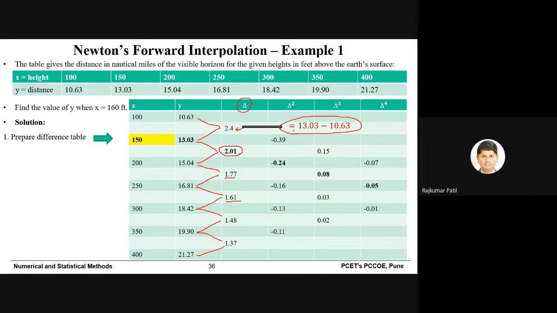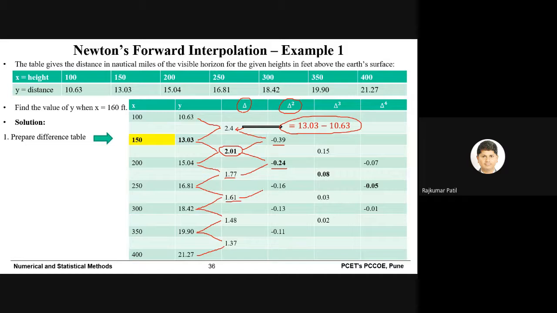The same process you need to adopt to calculate the values for del square. While calculating del square, what you will do is take 2.01 minus 2.4, the answer is minus 0.39. Again, 1.77 minus 2.01, the answer is minus 0.24.